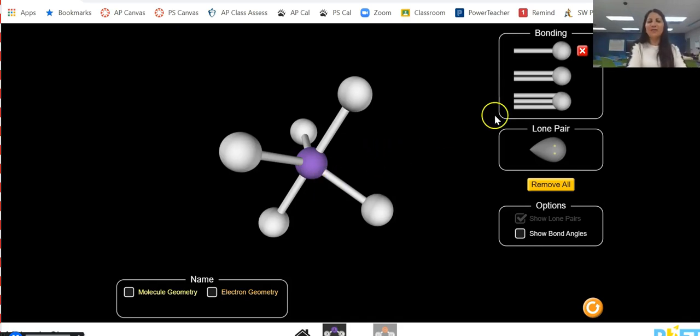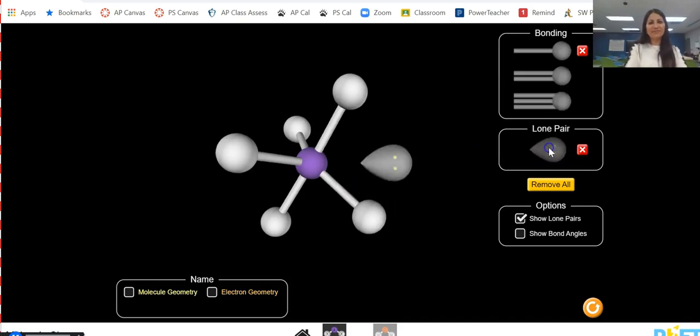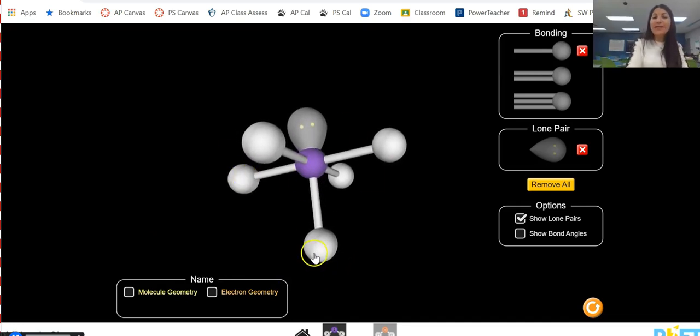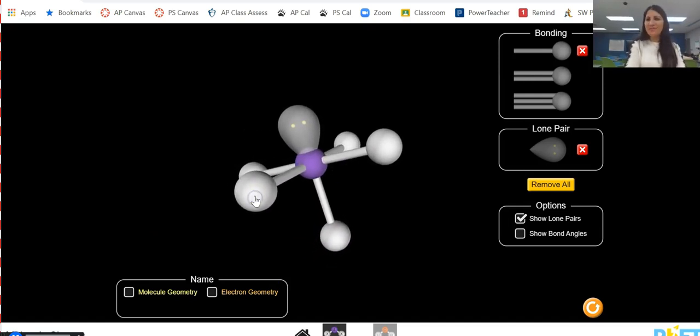Okay, let's add a lone pair of electrons. Think about it for a second. Name and bond angles. All right, I added it, and here we go. It's that square, but it's a square pyramid. So since it has one underneath it, that's a square pyramid, and these are all 90 degree bond angles.